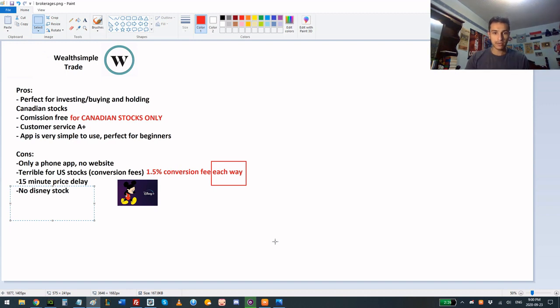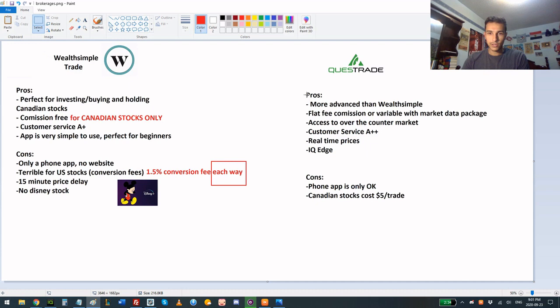Yes, it's simple, yes, whatever, but if you do want to get into more complex trading, that's when you get into Questrade. Questrade is more advanced than Wealthsimple in the sense that you get market data packages, you get charts, you get candlesticks, you get level 2s, you get all this information that you don't get with Wealthsimple Trade. Wealthsimple Trade is very, very basic. But again, that's what some people need, right? And you get most of the Canadian stocks that you want.